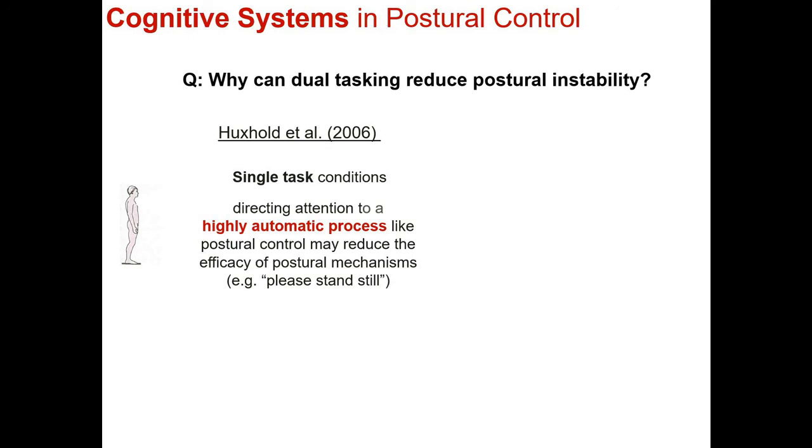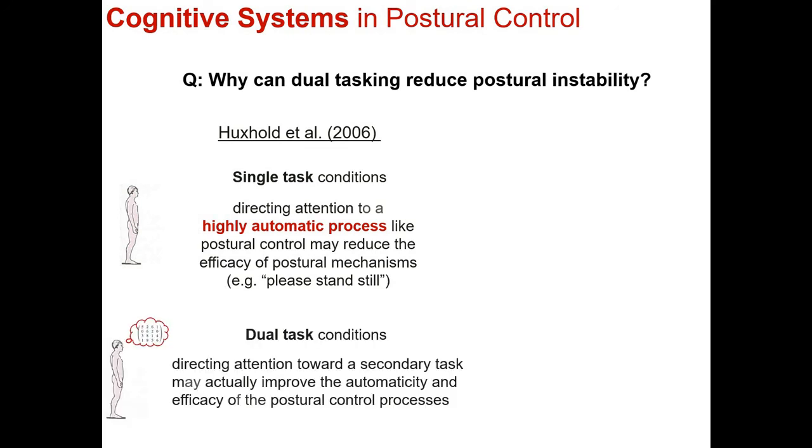This is like someone coming along and telling you, please stand still. And as soon as they do this, you're going to start focusing on trying to keep yourself from swaying. In the dual task conditions, by having participants focus on a simple secondary task, like simply watching digits on a screen in front of them, you start directing attention towards the secondary task, and you may therefore be improving the automaticity and efficacy of the postural control processes.